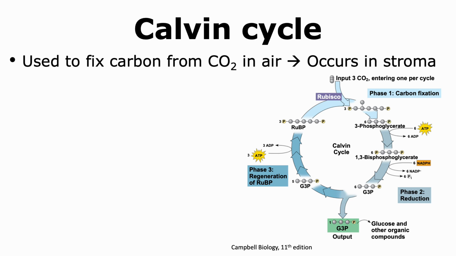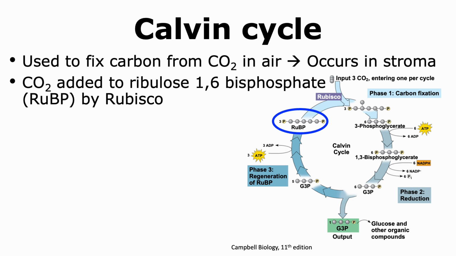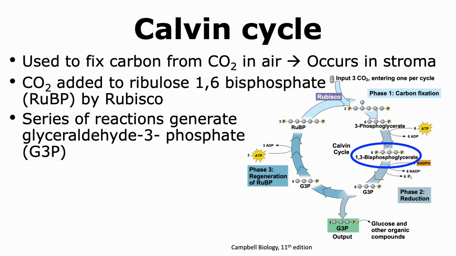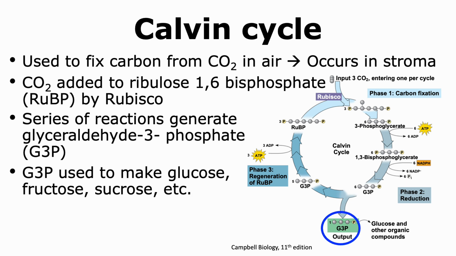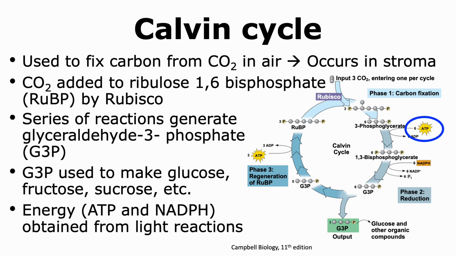The next set of reactions in photosynthesis occurs in the stroma of the chloroplast. The Calvin cycle is a series of reactions where carbon dioxide from the air is fixed into organic compounds. The carbon dioxide in the air is added to ribulose 1,6-bisphosphate by the enzyme called Rubisco. From there on, a series of reactions occur which ultimately result in the formation of glyceraldehyde 3-phosphate. The glyceraldehyde 3-phosphate is then used to make other sugars like glucose, fructose, sucrose, etc. To drive these reactions, energy is needed. This energy comes in the form of ATP and NADPH that were synthesized in the light reactions of photosynthesis.